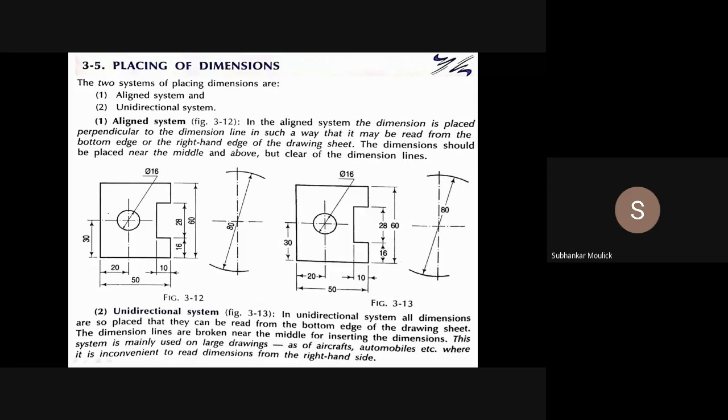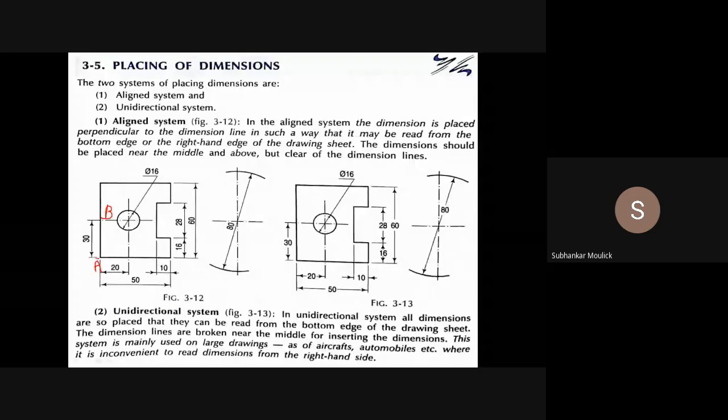Okay. What about vertical dimensioning? Assume that this is point A and this is point B. The vertical distance is 30 mm. In the aligned system, how will we do it?